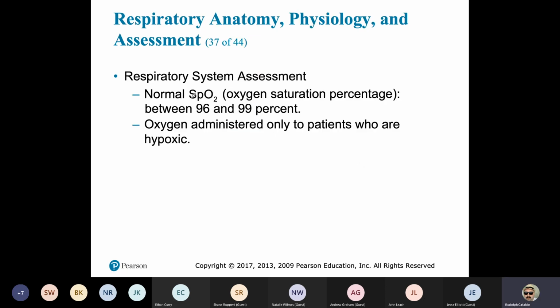Normal SpO2 reading, they're now saying 94 to 99%, again, because we don't want to go over 100. 94 to 99 is pretty normal. Only administered to patients who are hypoxic. As an EMT, we're taught chest pain. Guess what they get? They get oxygen, they get aspirin, and I'm driving them to the hospital. As a paramedic, you do not put oxygen on anybody unless they truly need it. Because, especially with cardiac patients, you can do more harm than good.